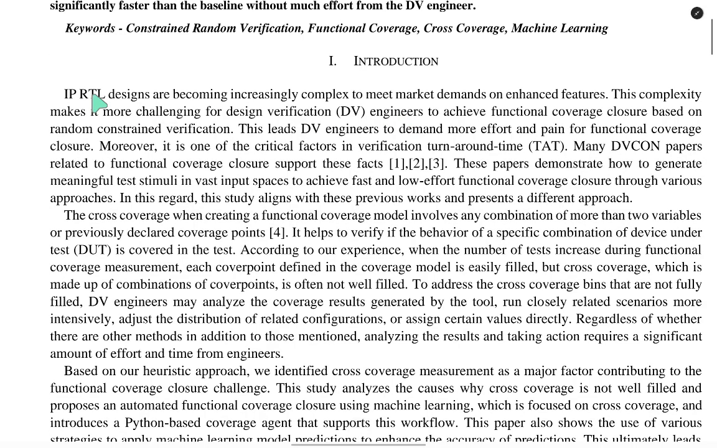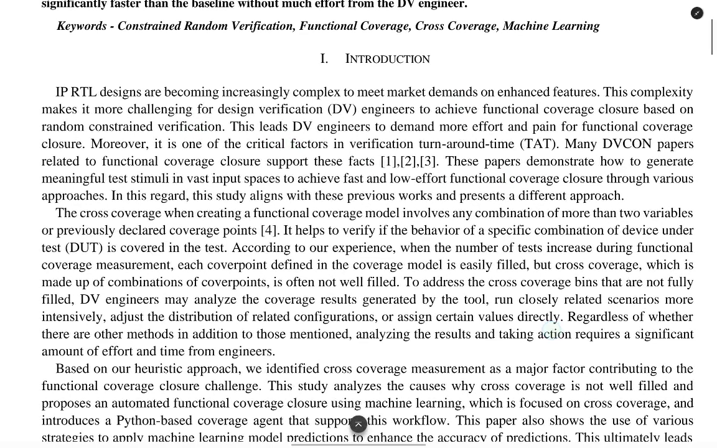IP-RTL designs are becoming increasingly complex to meet market demands for enhanced features. This complexity makes it more challenging for design verification engineers to achieve the functional coverage closure based on the random constraint verification. This leads the DV engineers to spend more effort on a painful functional coverage closure. Moreover, it's one of the critical factors in verification turnaround time (TAT). Many DVCon papers related to functional coverage closure support these facts [1, 2, 3].